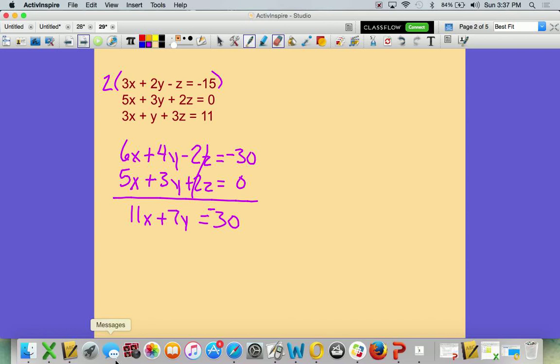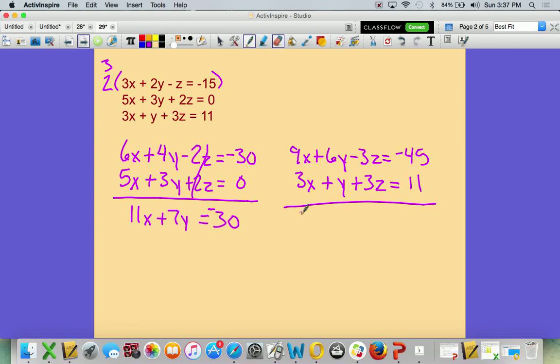And then I'm going to do this top one and the bottom one, but this time I'm going to multiply that one by 3. So I've got 9x plus 6y minus 3z equals negative 45. And then recopy the one down below.